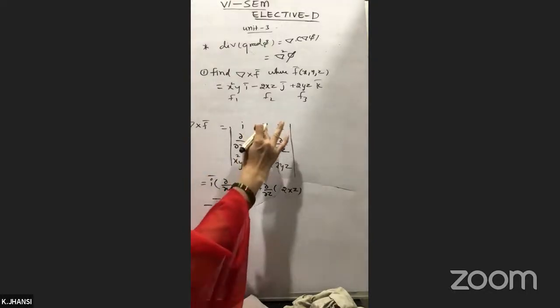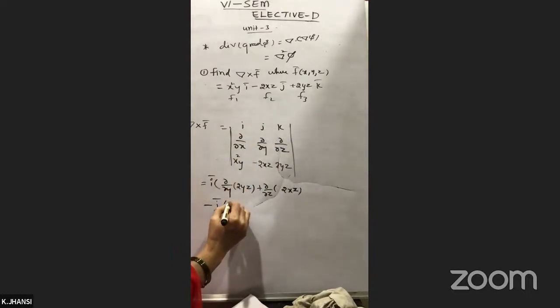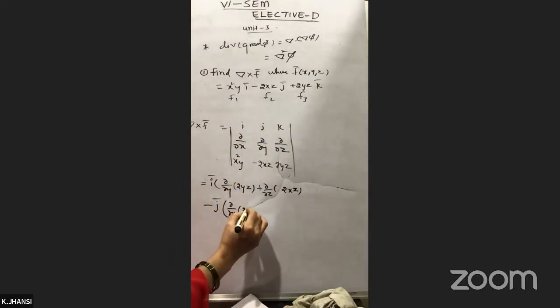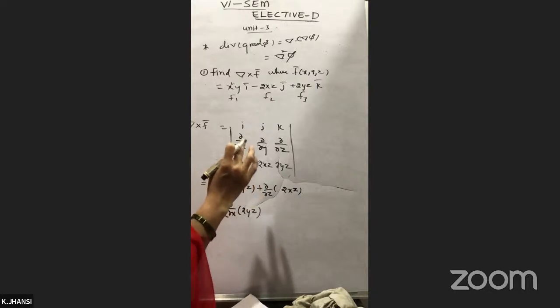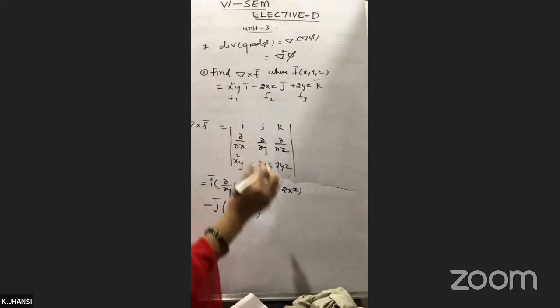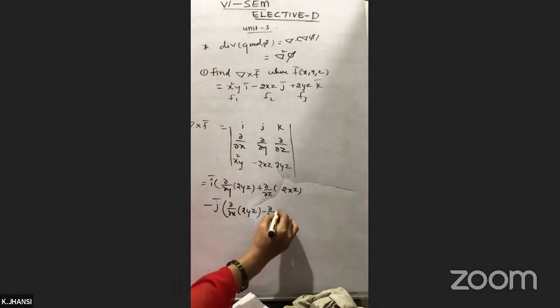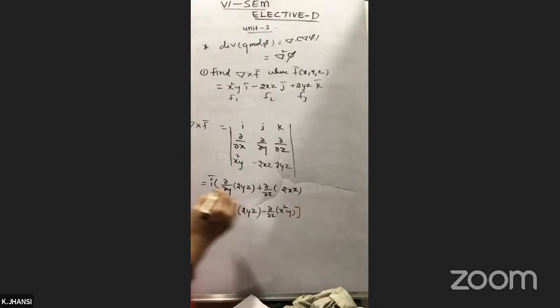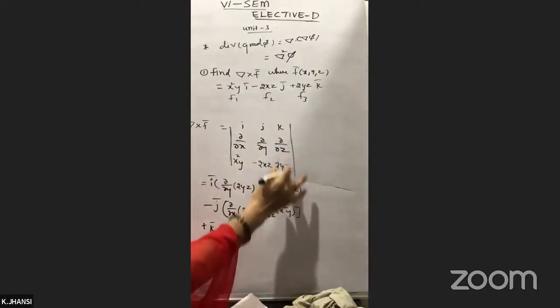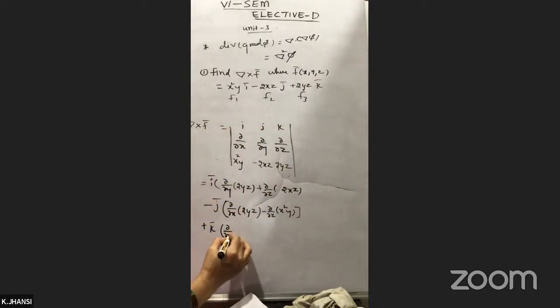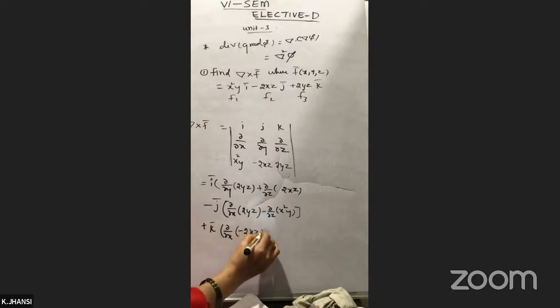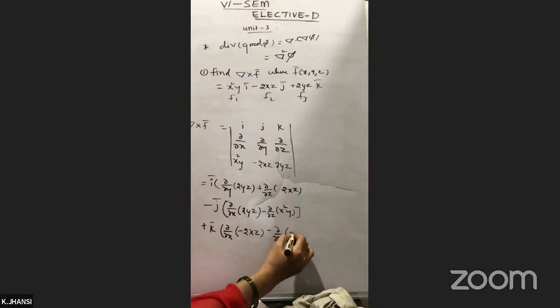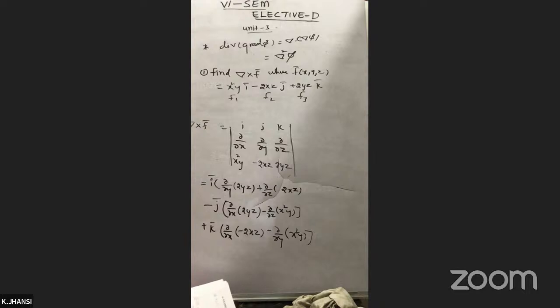Next minus j into, if you eliminate this column and this row, dou x of 2yz minus dou z of x square y. Next, for k, if you eliminate this column and this row, dou x of minus 2xz minus dou y of x square y. Now we need to find the partial differentiation of these. If you simplify that, you will get the answer.